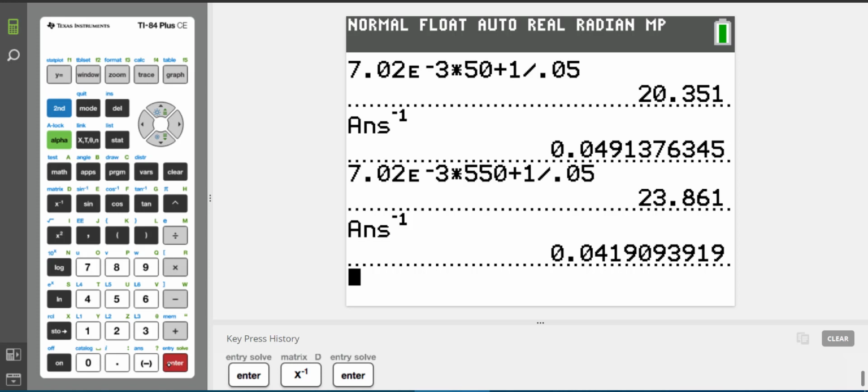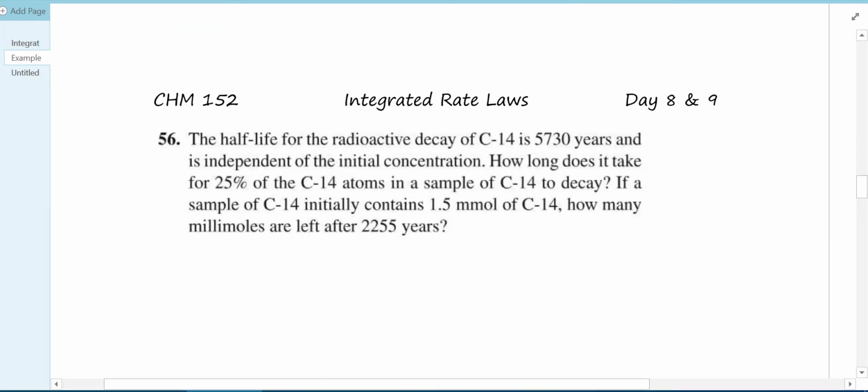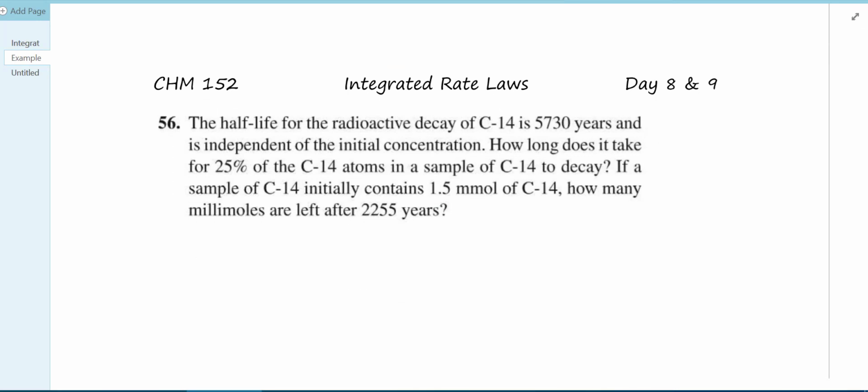All right, and there's one more I want to do for this video, and that would be the half-life of the radioactive decay of carbon-14 is 5,730 years and independent of the initial concentration. That's a key, right? This is independent of the initial concentration. This tells you that all nuclear decay is first order.